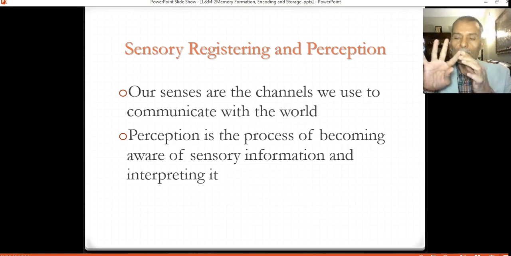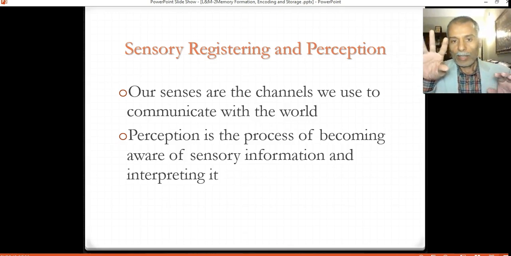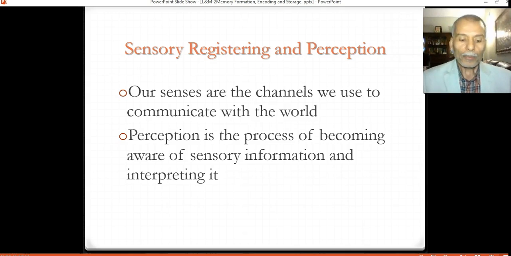once our senses, whatever senses, when we speak about senses, you think about the five that we all know, the famous ones. But there are the rest of them, there are about 21 senses. So once our senses come in contact with information, then that is sensory registering.